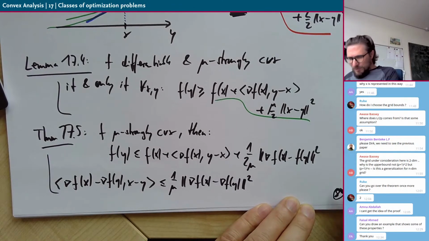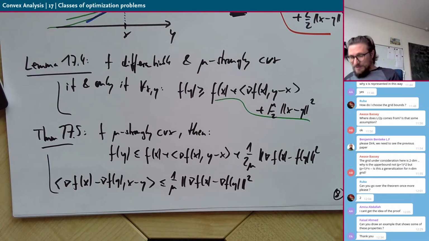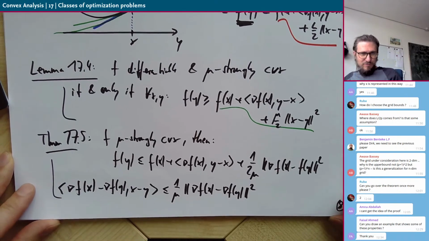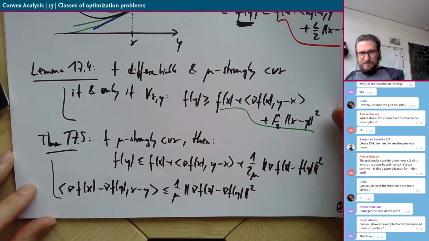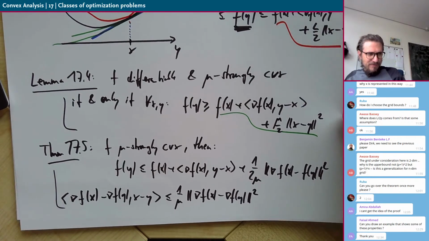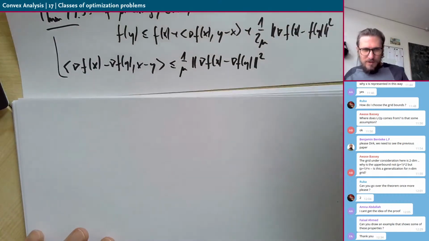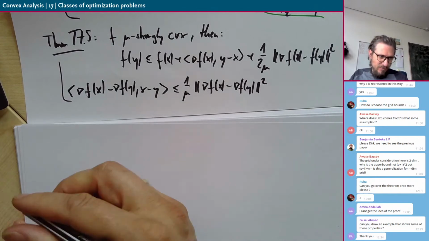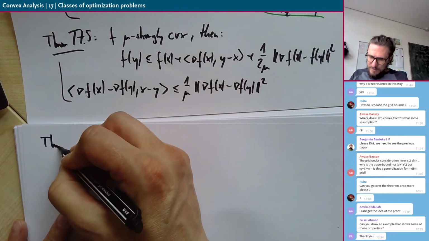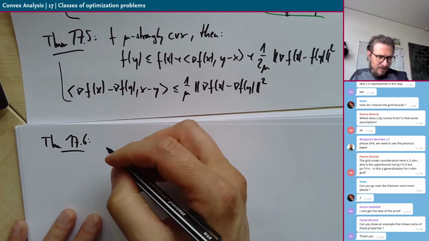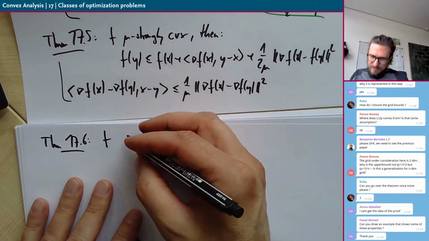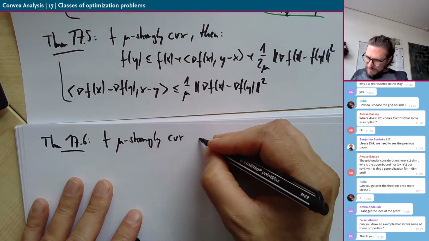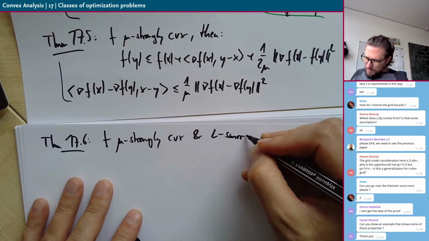So these are also important things we're going to use in the next lectures when you analyze methods and problem classes for convex optimization. And the last result which we're going to need is now something for the case when the function is strongly convex and L-smooth. So theorem 17.6: if f is mu strongly convex and L-smooth.